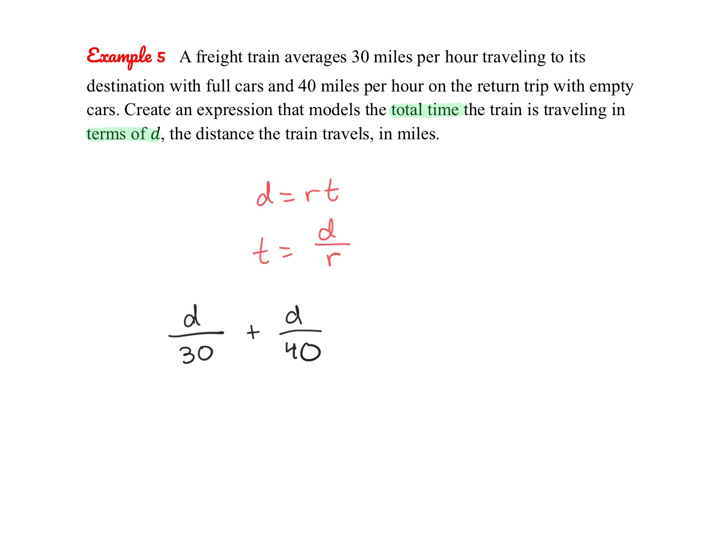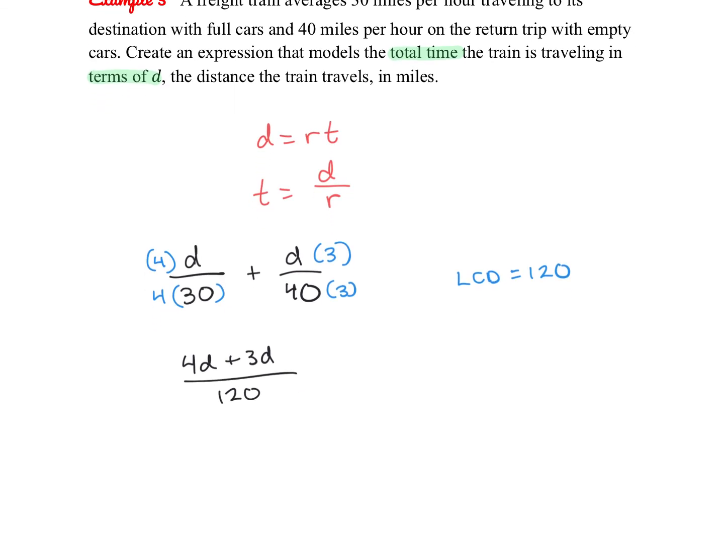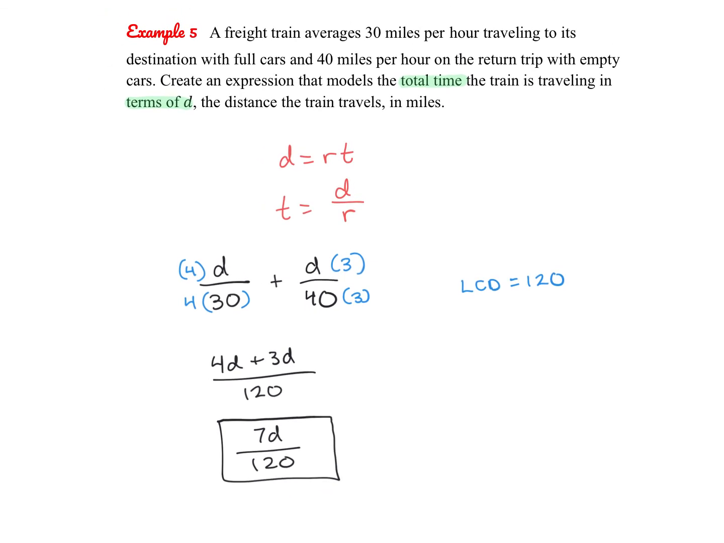Now all we need to do is add up those 2 expressions. So in this case, our least common denominator is 120. So we need to multiply our first expression by 4 and our second expression by 3. So we have 4d plus 3d over 120, our LCD, which just leaves us with 7d over 120. So this expression would model the total time that your train travels for any given distance of d.